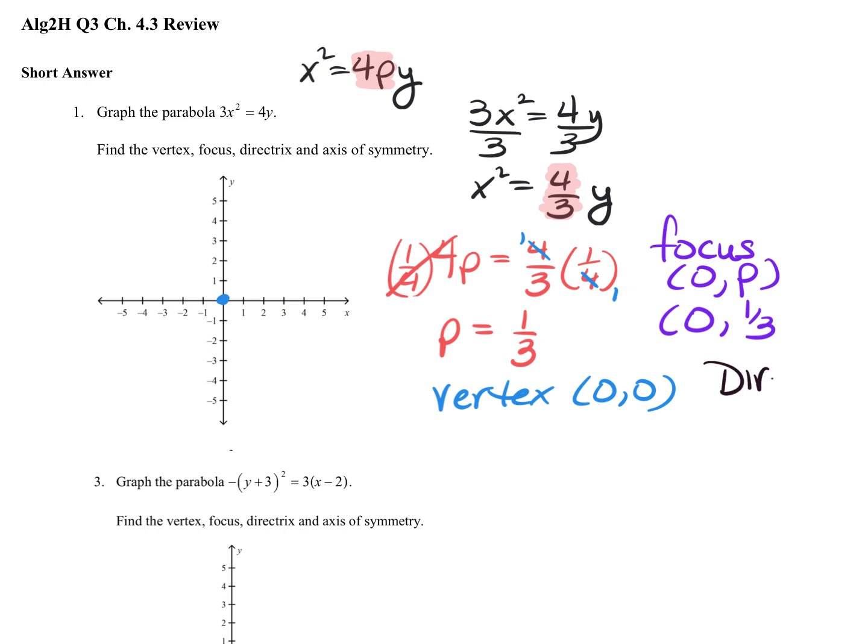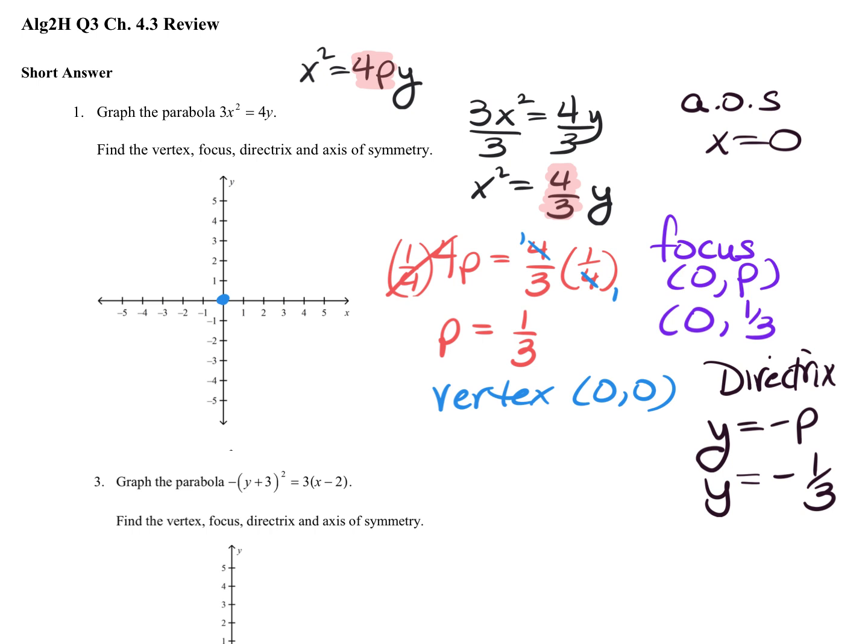And then for the directrix, it's the opposite of p. Again, use the non-squared variable, and it's an equation. So my non-squared variable was y, and then it's the opposite of p. So y equals negative 1/3 is my equation for the directrix. Remember, your axis of symmetry is that imaginary line that goes through that vertex. So my axis of symmetry here is going to be x equals 0.